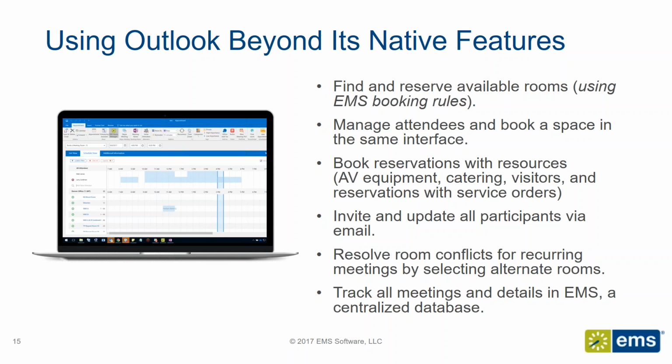The other thing is for more complex organizations that have more than a handful of rooms, finding those rooms in native Outlook can sometimes be quite cumbersome. There is no real filtering option to say, give me a room in the Denver office on the 6th floor that has a Microsoft Surface Hub. That's not really available in Exchange, and that's one of the benefits of using EMS for Outlook.